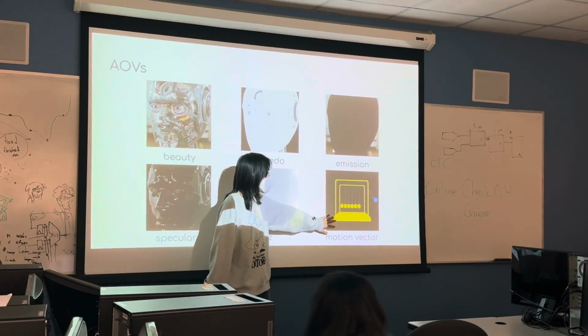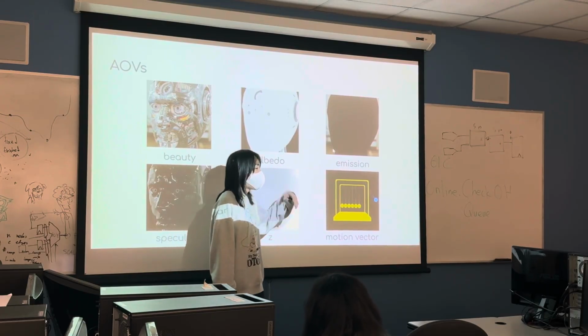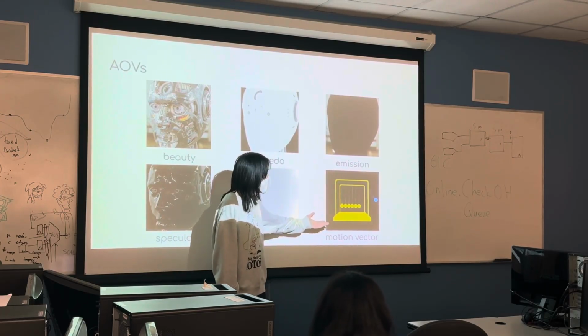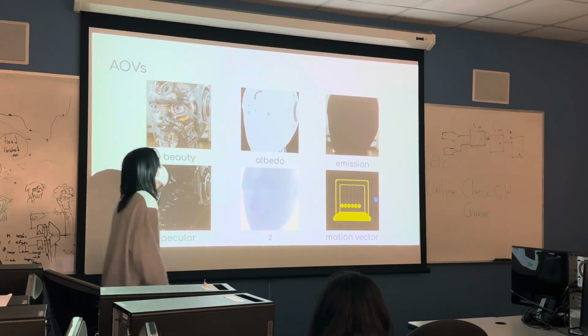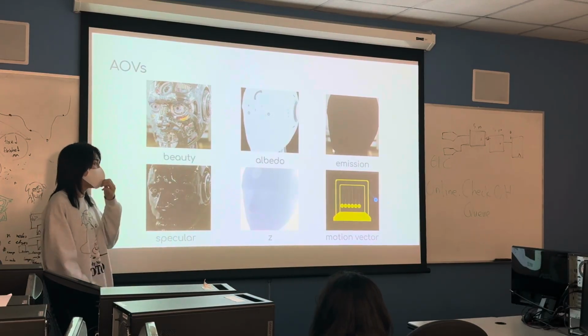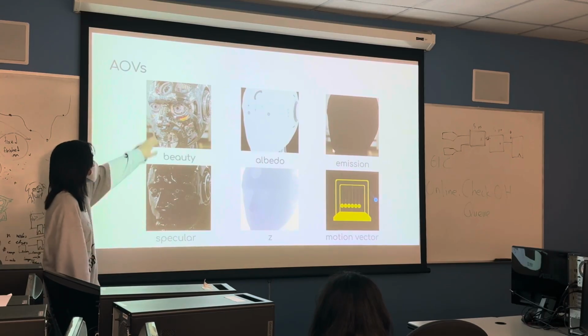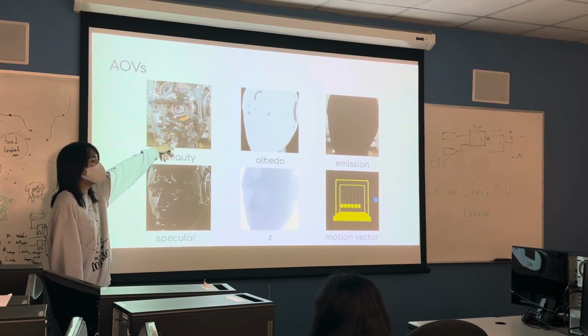Additionally, you have the motion vector, where you're representing how fast something is moving in the scene as an AOV. So you can see how this would be useful in post-processing, where I'm like, okay, I like how this looks, but he's just a bit too shiny.